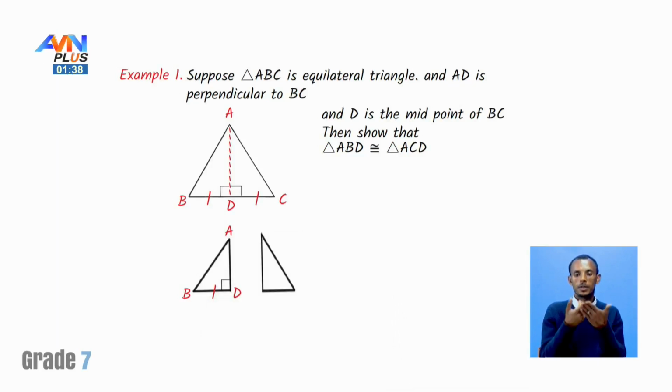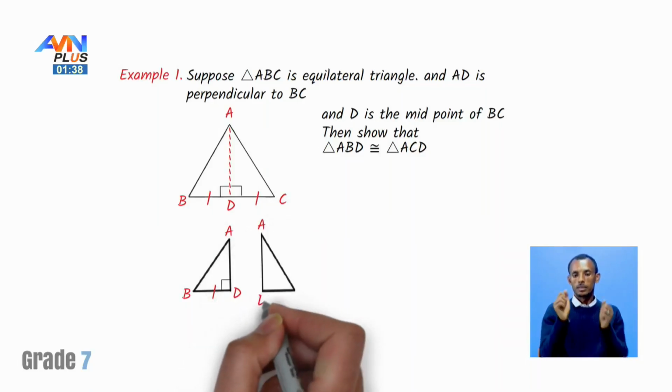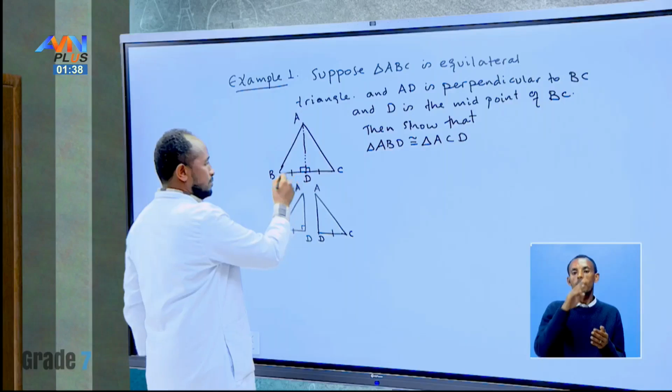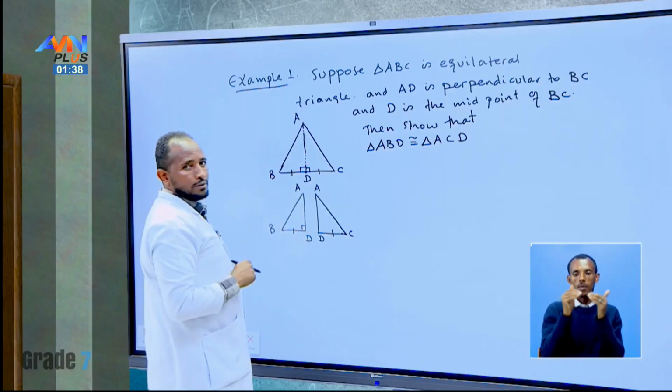Here, this is AD, the common side. This one is common for both. And in triangle ADC, as you can see, this side and this side are equal. BD and DC are equal since this is the midpoint.